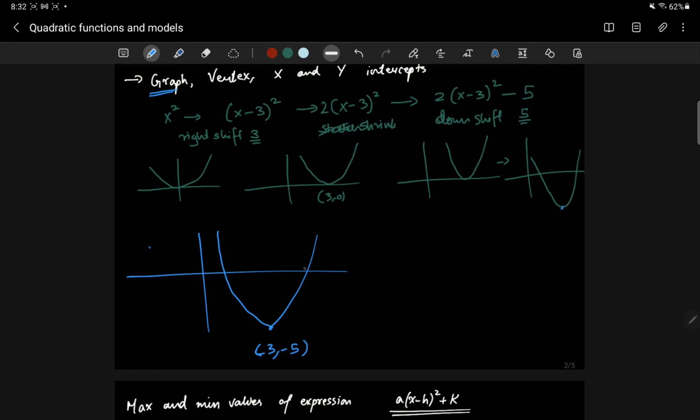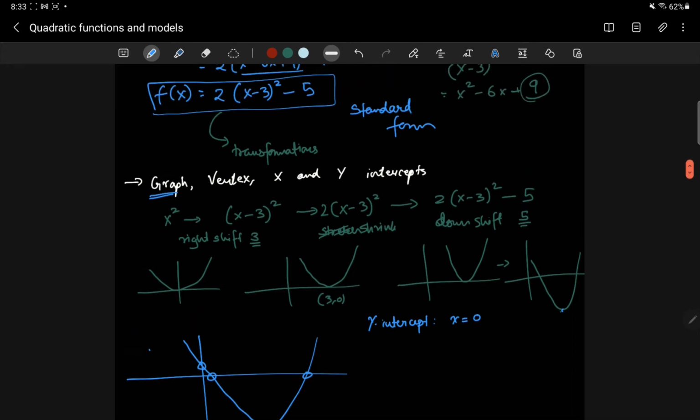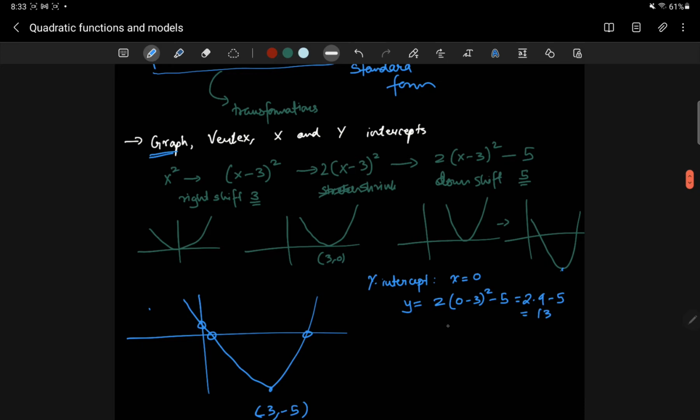Now you need to figure out the x-intercepts, and maybe let's draw it so that there is a y-intercept, and we just have to figure it out. Figuring out the y-intercept is easy, right? The y-intercept is when x is 0. So when x is 0, what is y? It's 2 times 0 minus 3 squared minus 5, which is 2 times 9 minus 5, which is 13. So the y-intercept is at 0 comma 13.